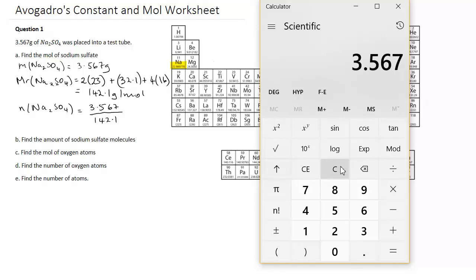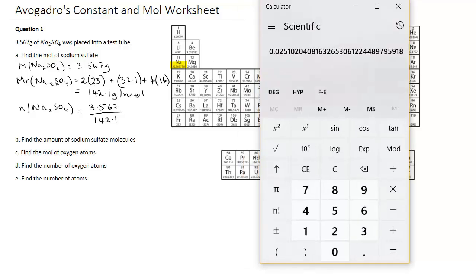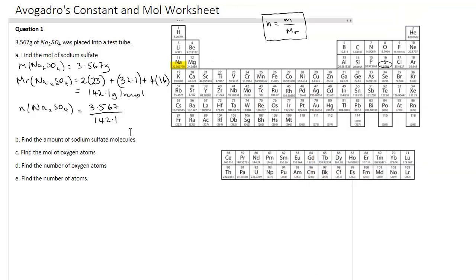3.567 divided by 142.1 is 0.25... Whoops, I have just done something very strange in my calculator. Okay, right, so 0.251, is that right? 0.251. Alright, so we've got that amount of mole.